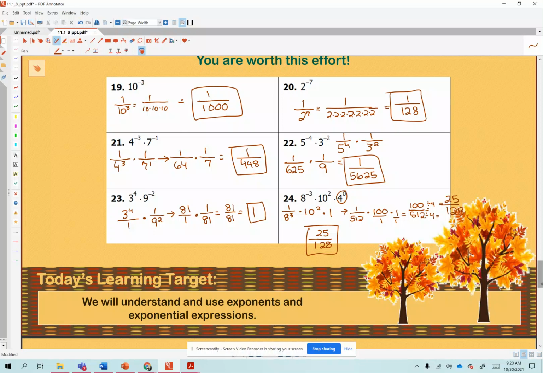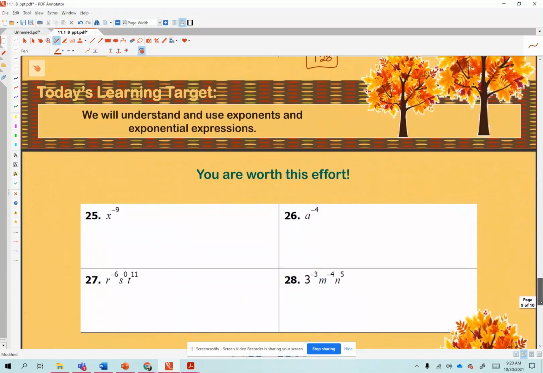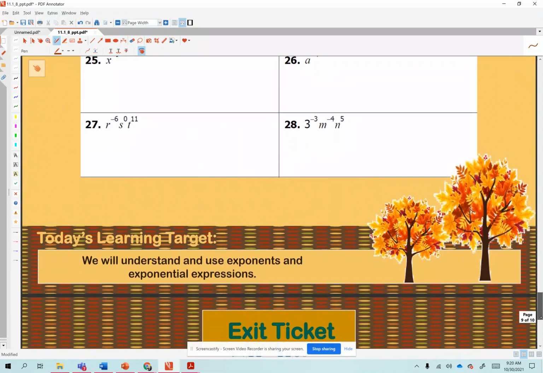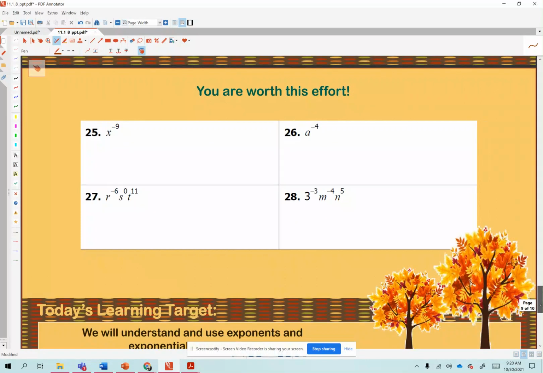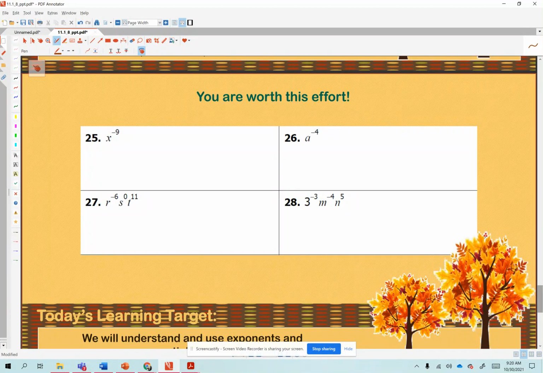Okay, great job. We're getting near the end. It's our last 4 problems. Remember, you are worth this effort. You're doing this for you. This is your future you're building, and I'm so proud of you for it.